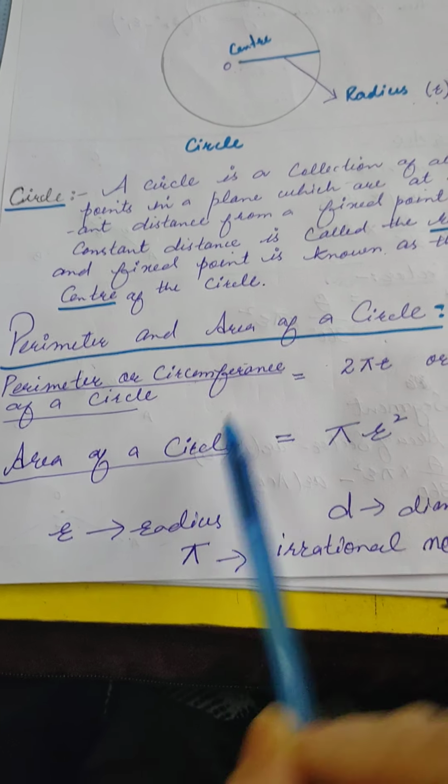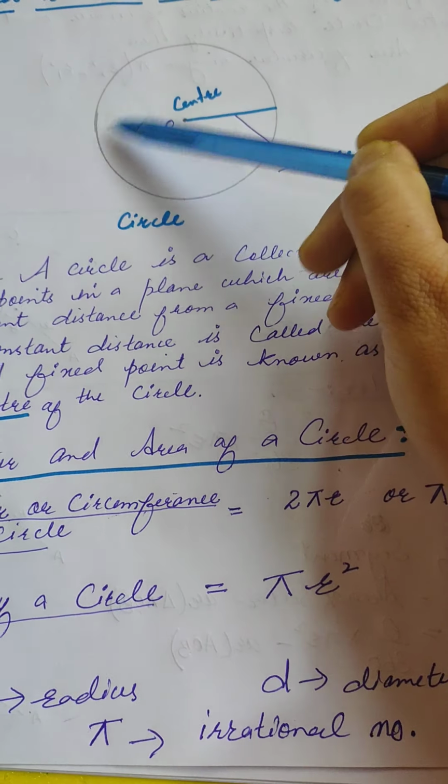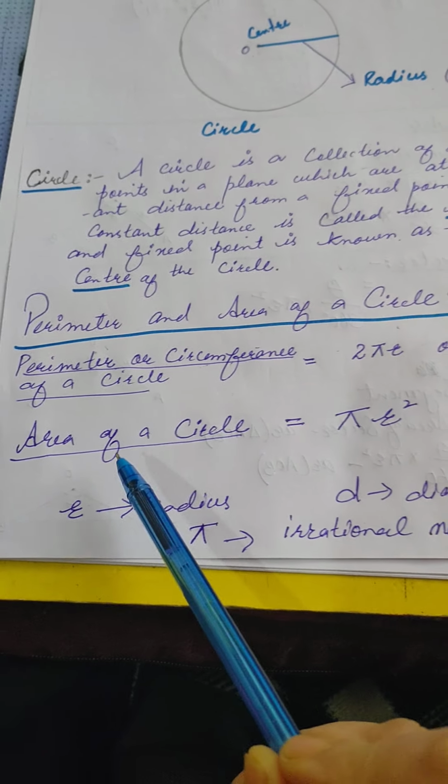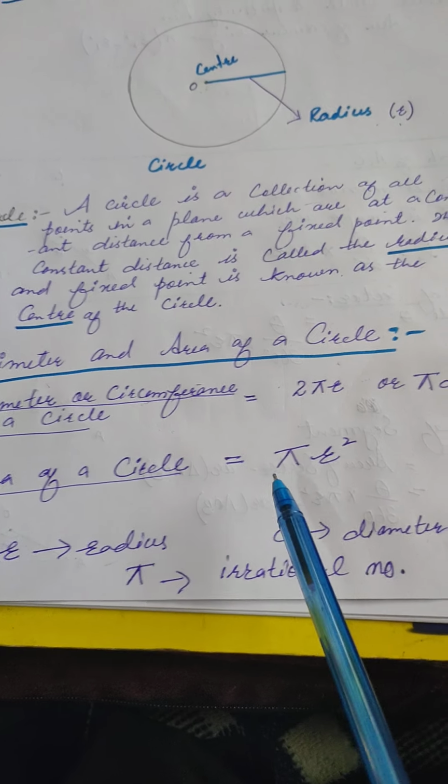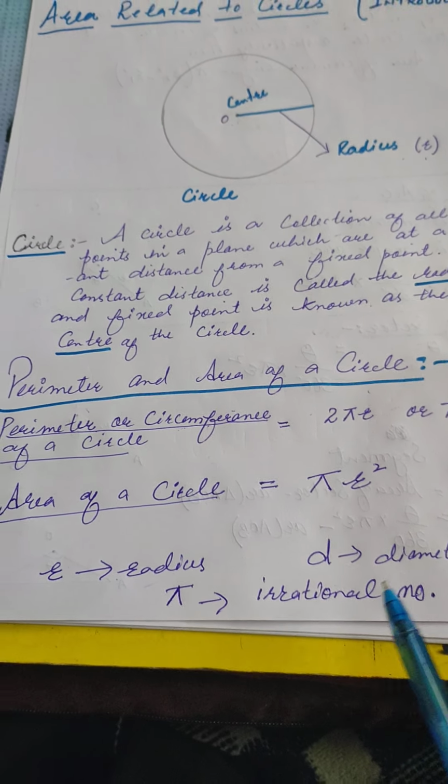Area of a circle. Now the region covered by this boundary. The region covered by this boundary is the area of the circle, and that is equal to pi r square. Again here pi is the irrational number and r is the radius of the circle.